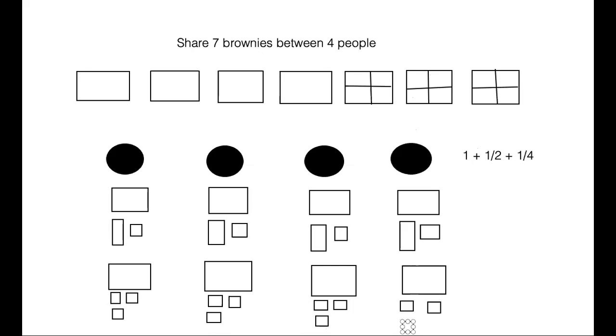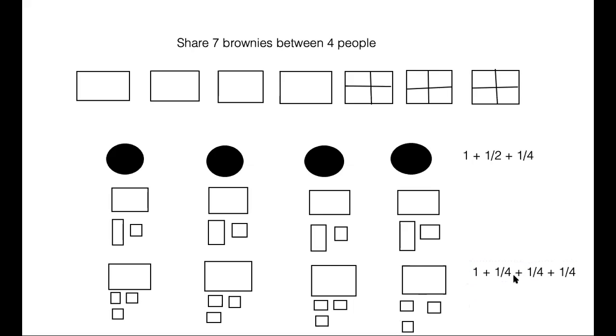And so you realize, okay, I've given out all my brownies. Now I need to notate it with fractions. So you said, all right, so each person got 1, and then they got 1/4 plus 1/4 plus 1/4. Let's move that over so you can see that all together.